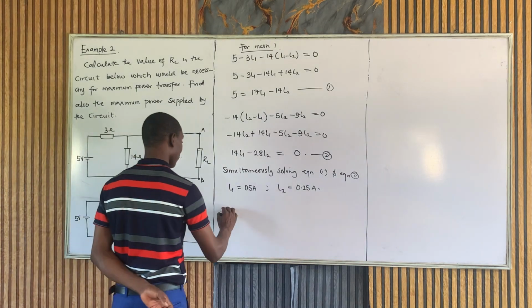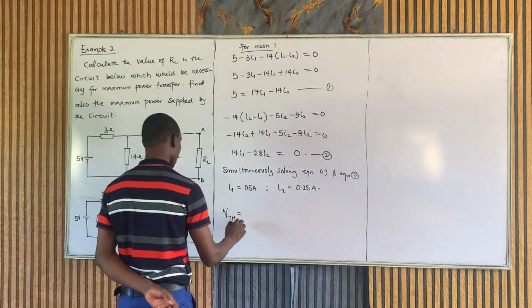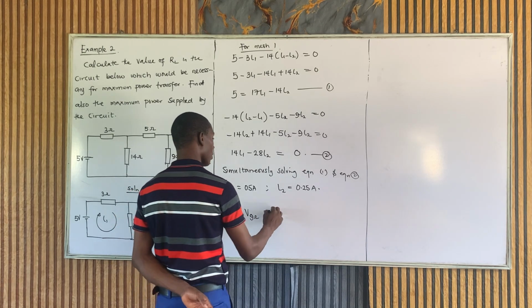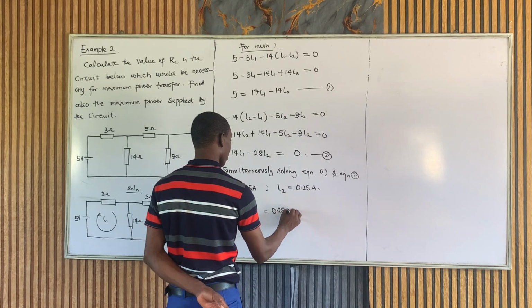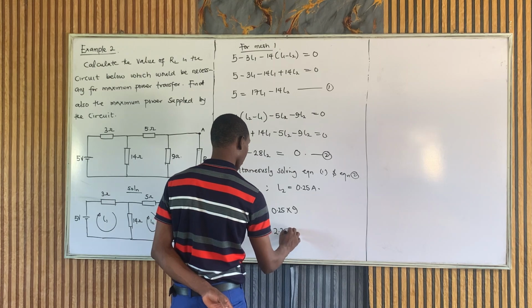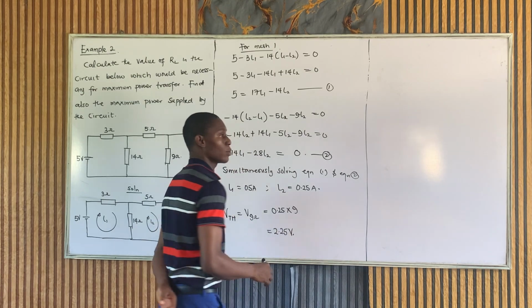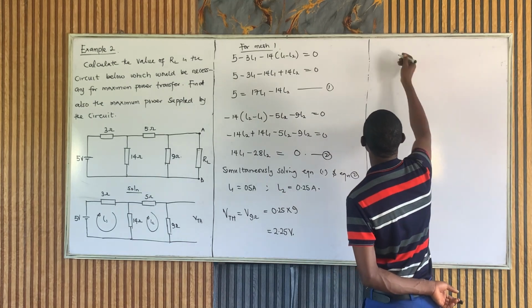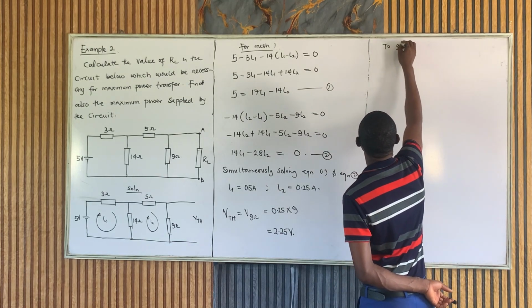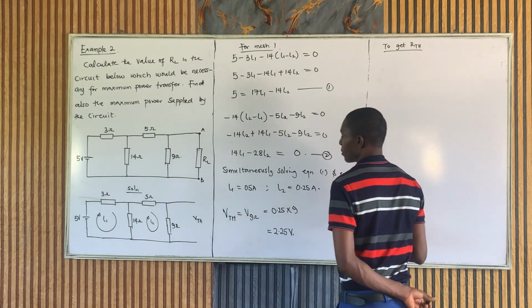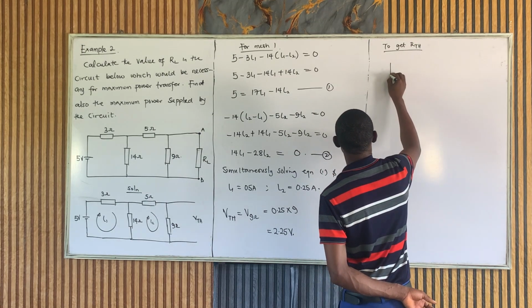So I can say VTH now, which is the voltage across the 9 ohm resistor, is equal to the current 0.25 times 9. This will give us 2.25 volts. So we are done getting our VTH. Let's get our RTH because that's the value of our RL. To get RTH now, we will deactivate the voltage source.